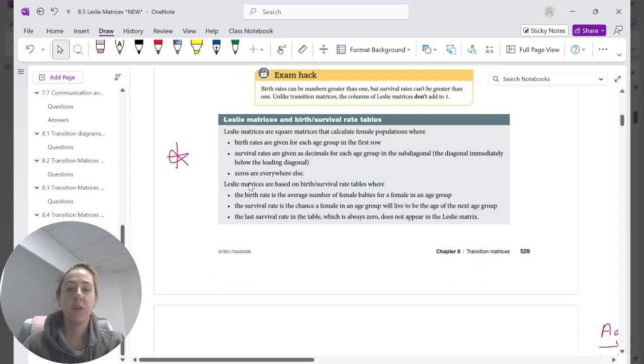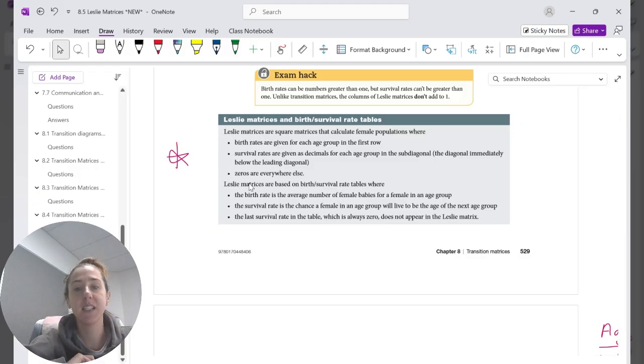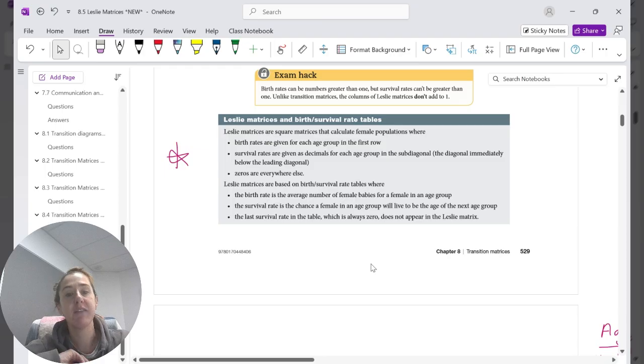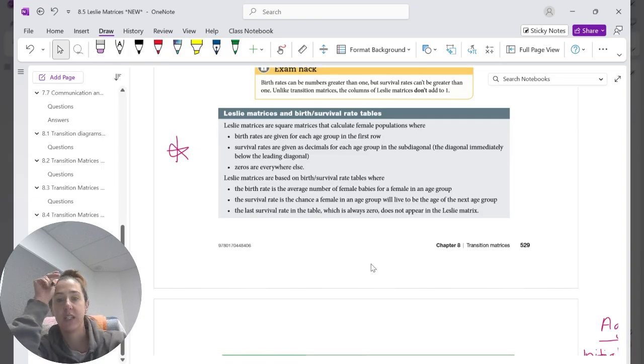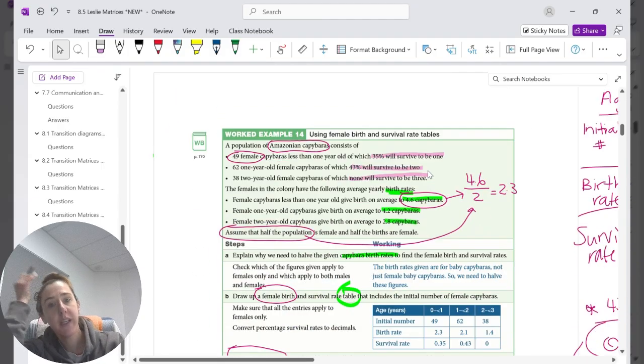Leslie matrices are based on birth and survival rate tables, where the birth rate is the average number of female babies for a female in an age group. The survival rate is the chance a female in the age group will live up to the age of the next group. And the last survival rate in the table, which is always 0, does not appear in the Leslie matrix. Okay, so we are talking about capybaras.